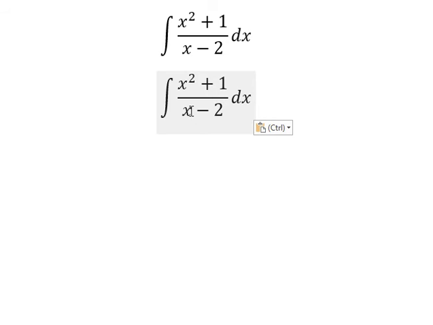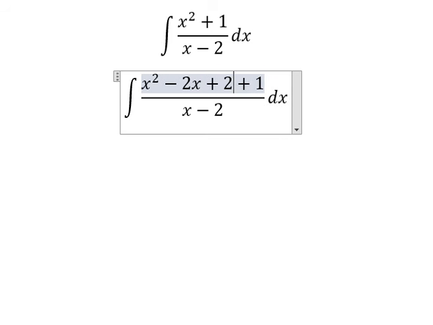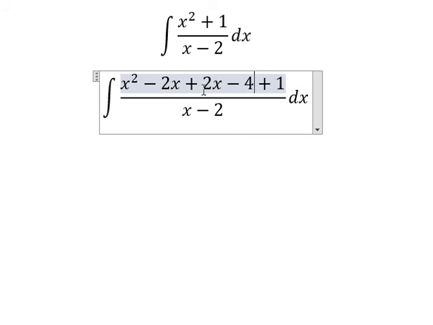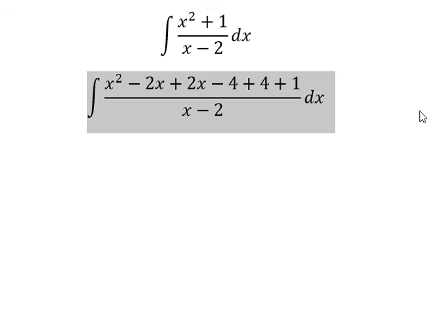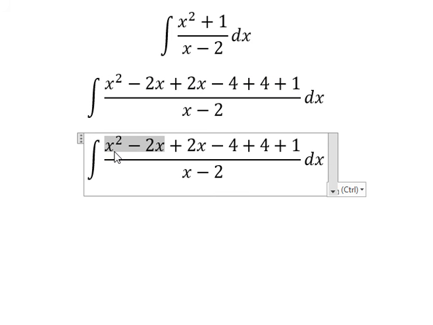First, we need to create the factor s minus 2. So to do this, we need to add negative 2s. Later we put positive 2s. Next, I will put negative number 4. Later we need to add back positive number 4. So we do factorization here.